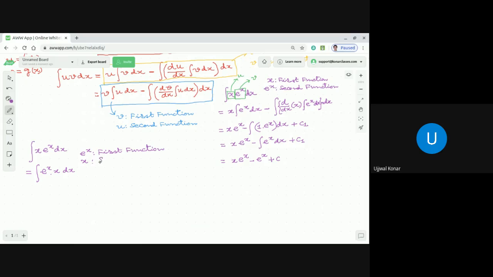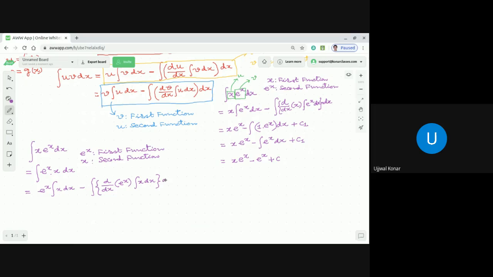And x as the second function. Now the point is that if we take this approach, let's see what happens. So if we apply the formula, what it will be? It will be e power x into integration x dx minus integration ddx of e power x into integration of x dx. Correct or not? All of you.